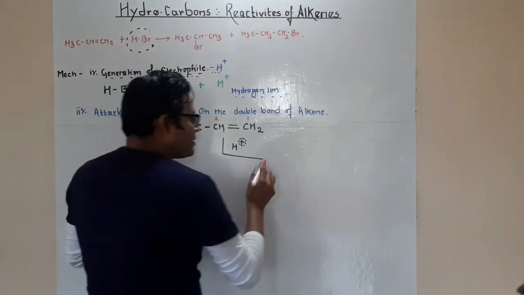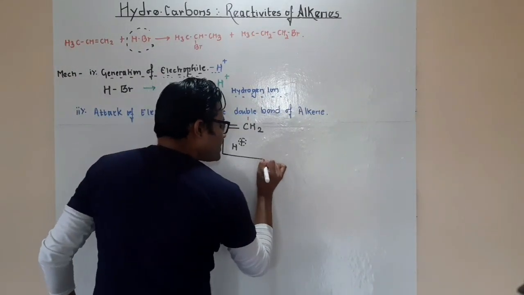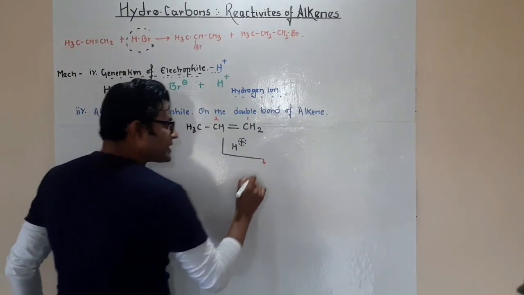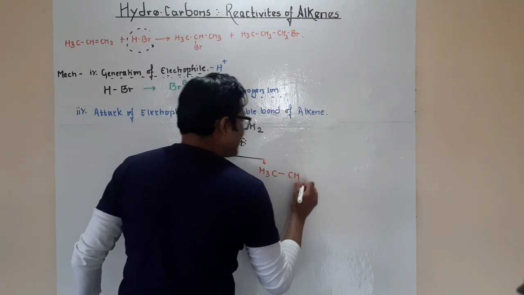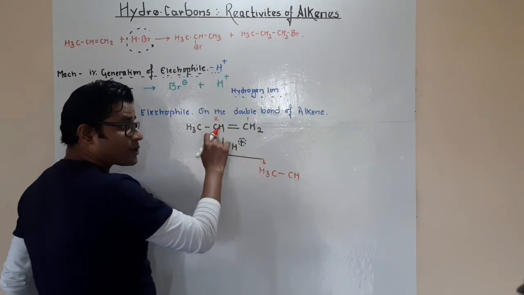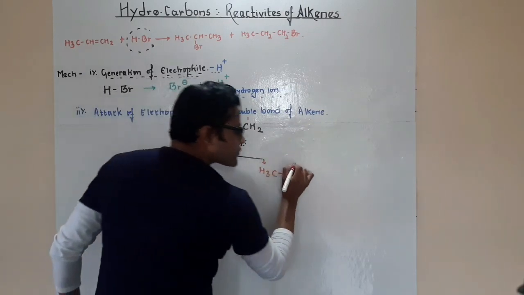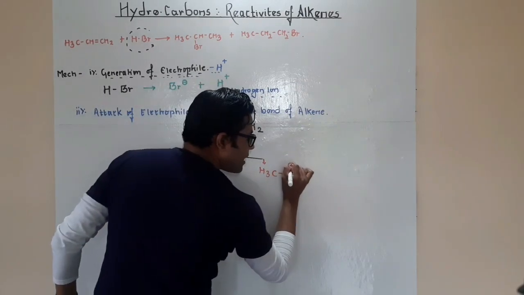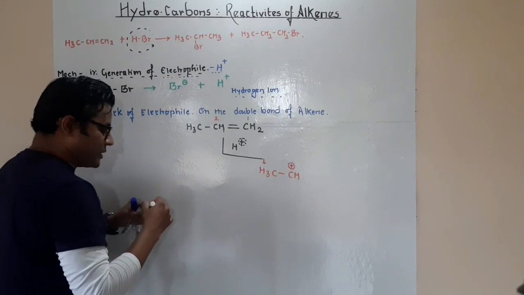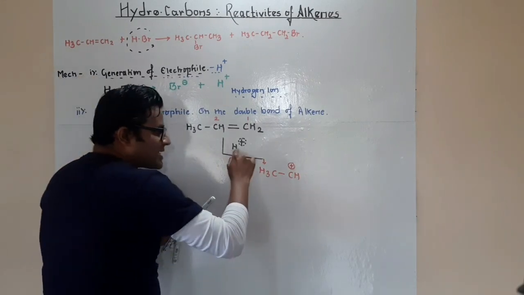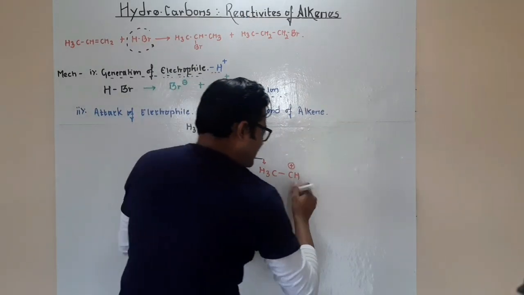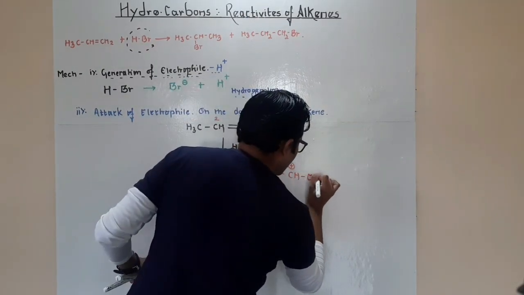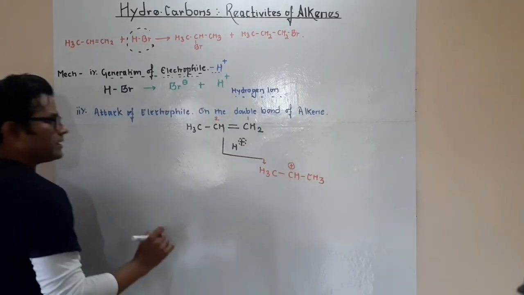So we are going to get our first intermediate, and that is CH3CH. This fellow has lost the electrons to carbon 1. So what we are going to get is a positive charge over here. Now this hydrogen is attached to this, so CH2 becomes CH3, right? So this is our CH3 here.